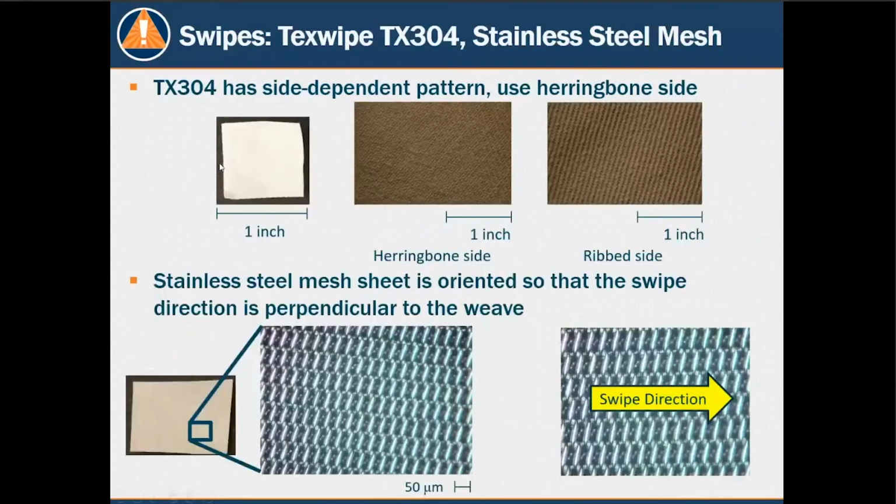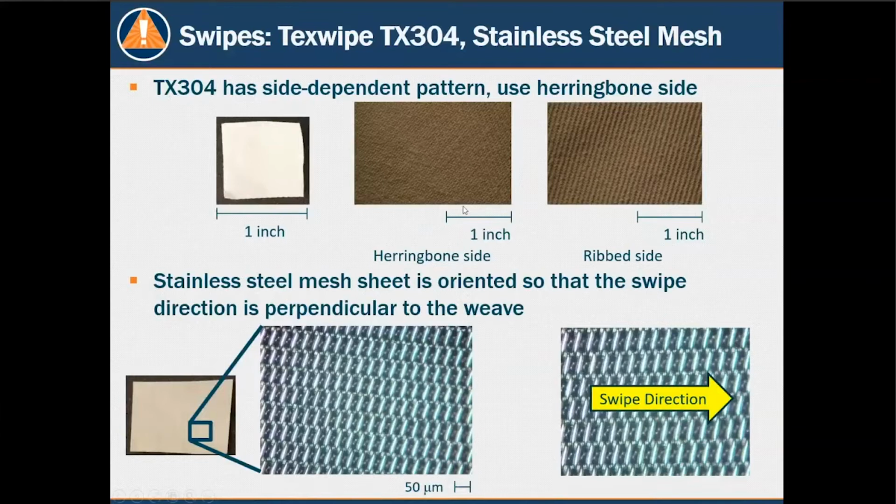Okay, so we had three swipes that we used. One was this tech swipe material. The tech swipe is a common clean room cloth that's used for cleaning surfaces in clean rooms. It has a side-dependent pattern. One side is herringbone over here, and one side is ribbed.